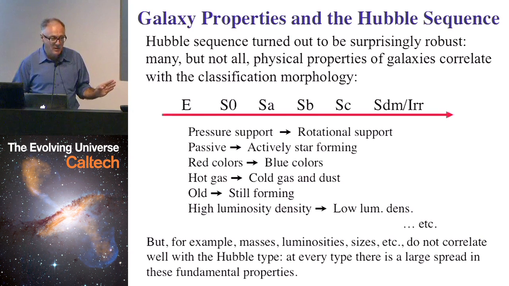And again, I will note that even though many things do correlate with morphological types, many others don't. For example, if I tell you what the Hubble type of some galaxy is, you have no idea what luminosity it has, or what mass or size. And those are pretty important properties too.